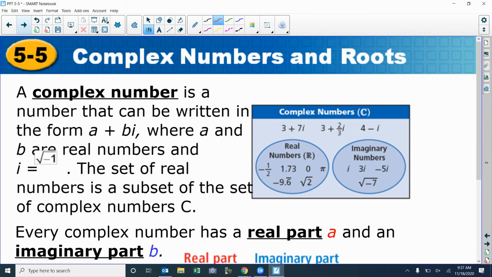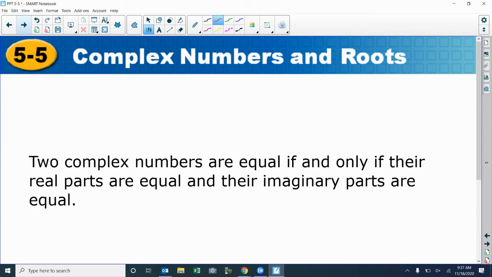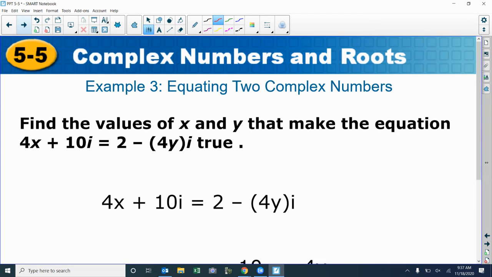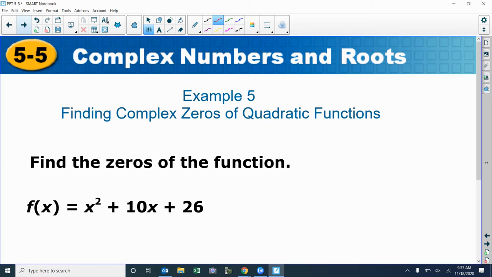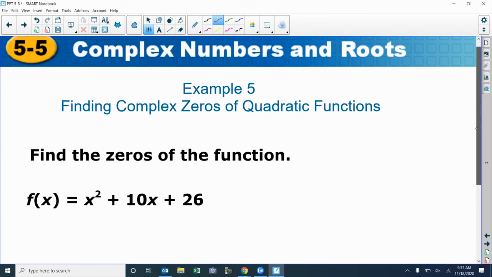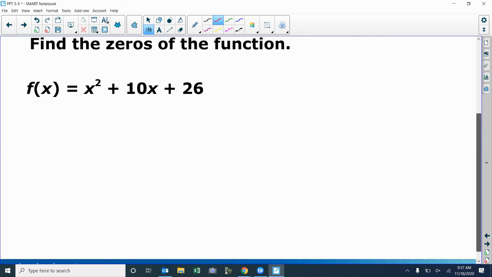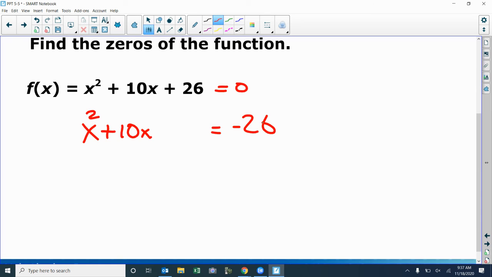Last thing today is we are going to solve a couple. Those are just complex numbers. We'll talk about those in a little bit. I'm not going to go through that. Here we go. We're going to complete the square on this guy right here. We're going to complete the square. Set it equal to 0. So we're going to have x squared plus 10x, take that over, equals negative 26. Same thing we did yesterday. Is everybody on board?